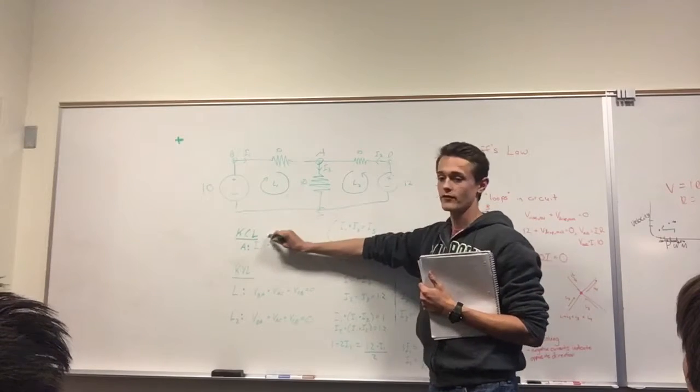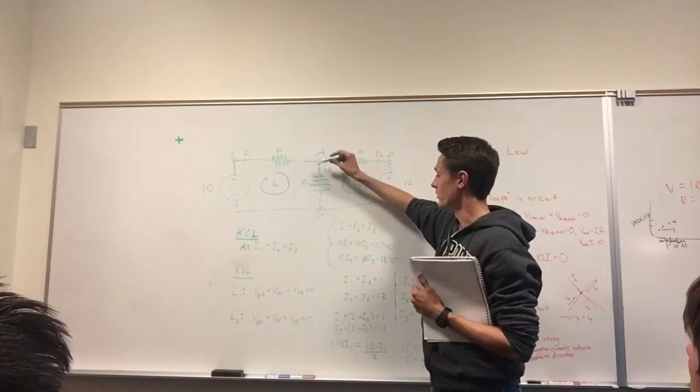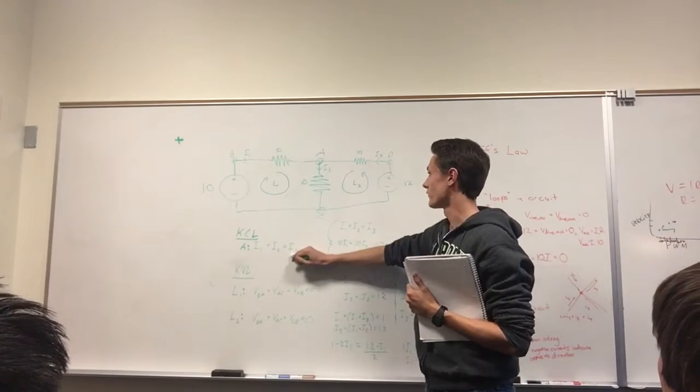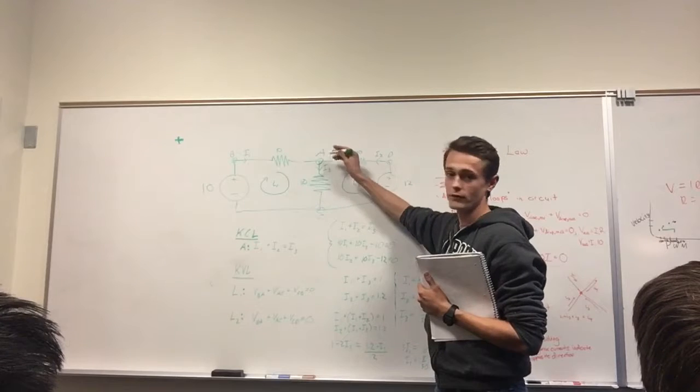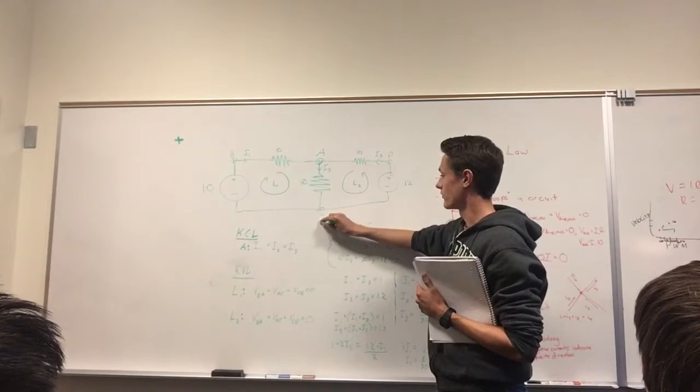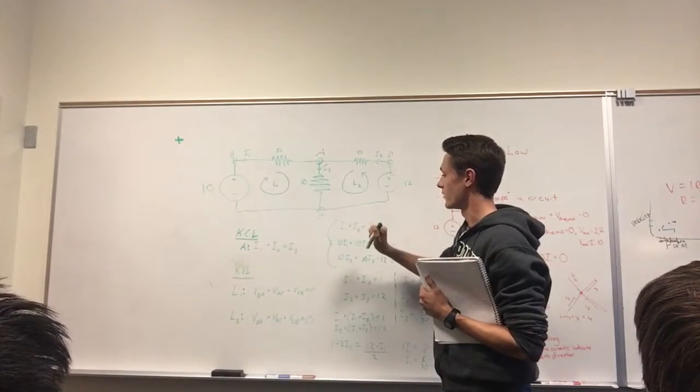So first we go to KCL, and we pick a junction. I'll pick A. So the currents flowing in must equal the currents flowing out. So I1 plus I2 has to equal I3. We could do the same for junction C, but it would turn out to be the same as junction A.